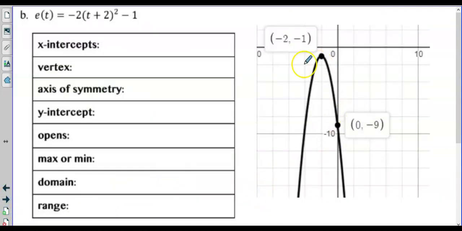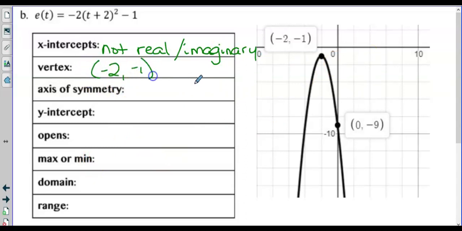Number 5b, here's the graph for it. X-intercepts, it doesn't show any. So what we would say is this: either not real. If there are any, they are not what we call real roots. They could be imaginary. So we're just going to state that here. So you'll write that. The vertex is at negative 2, negative 1. The axis of symmetry is at x equals negative 2. Y-intercept is at 0, negative 9.